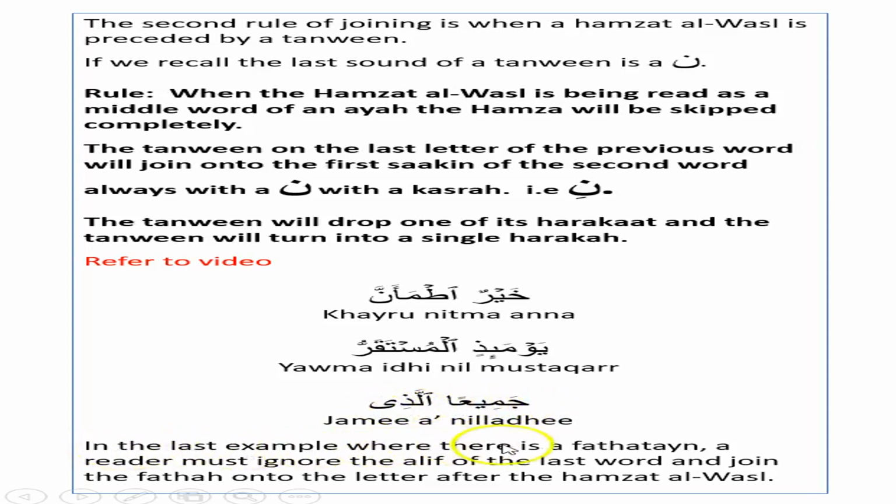In the last example where there's a Fathatain, of course we know that a reader must ignore the alif of the last word and join the Fatha onto the letter after the Hamzat al Wasl. So you join this Fatha onto the letter after the Hamzat al Wasl. I hope that's clear.